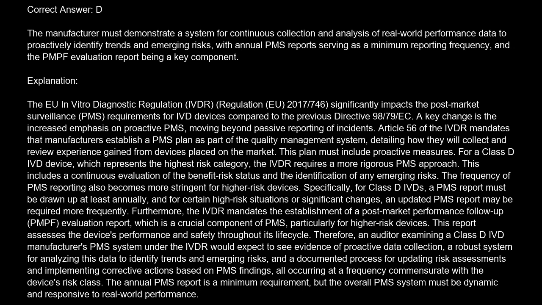For a Class D IVD device, which represents the highest risk category, the IVDR requires a more rigorous PMS approach. This includes a continuous evaluation of the benefit-risk status and the identification of any emerging risks. The frequency of PMS reporting also becomes more stringent for high-risk devices. Specifically, for Class D IVDs, a PMS report must be drawn up at least annually, and for certain high-risk situations or significant changes, an updated PMS report may be required more frequently.